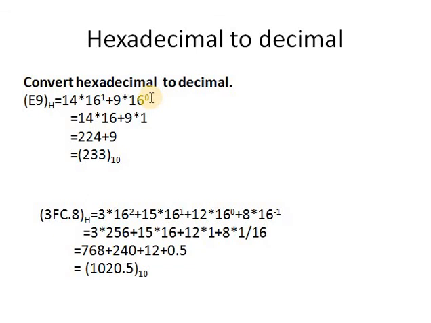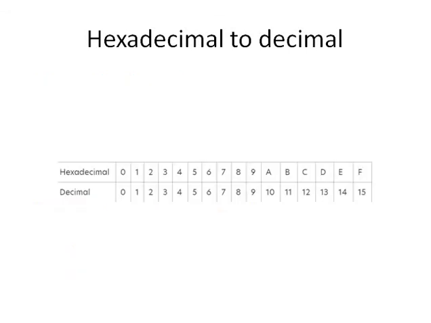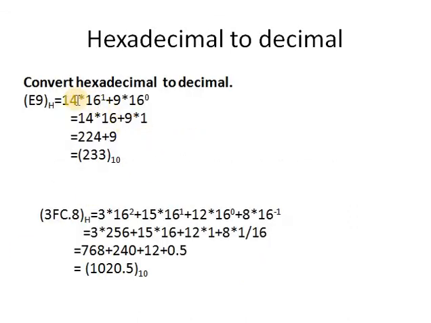First, 0 plus E, as the value 14, into 16 power 1. So power increases from right to left. See here, E has the value 14. So that is why 14 into 16 power 1 plus 9 into 16 power 0; from this side you have to go. The first digit is 9, so 9 into 16 power 0. It starts from 0. Plus next, E has the value 14, so 14 into 16 power 1.